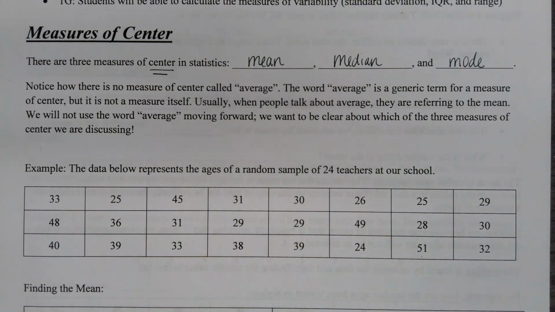Now, notice how there's no average when we're talking about the center, because the word average is just a generic term for a measure of center in and of itself. So usually when we talk about average, we refer to the mean. So make sure that you're talking about the mean of the data set or the median of the data set. We don't want to say the average of the data set.